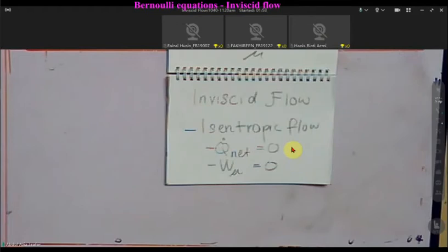So you have a fluid in motion, whether it's liquid or gas, and there is no heat transfer. Q net equals 0, meaning there is no net heat transfer, right? And then there is no friction work. Like flow in the pipe, you can see that there is a frictional work. For that case, the frictional work is not 0, so that is not inviscid flow. So this is the characteristic that you should remember about inviscid flow.